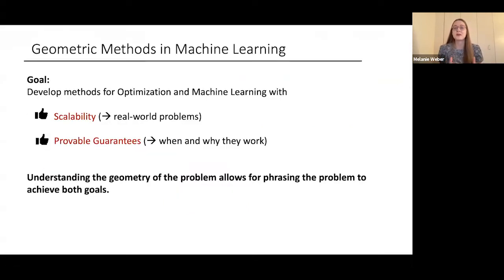So in general, when we develop methods for machine learning and optimization, we want methods that are scalable, so that they are efficient enough to scale to the kind of large scale problems that we encounter in applications, and that also come with provable guarantees, so that we understand very well when they work and also why they work. And throughout the talk, I'm going to argue that understanding the geometry of the problem will allow us to phrase it in the right way, which allows us to achieve those two goals.